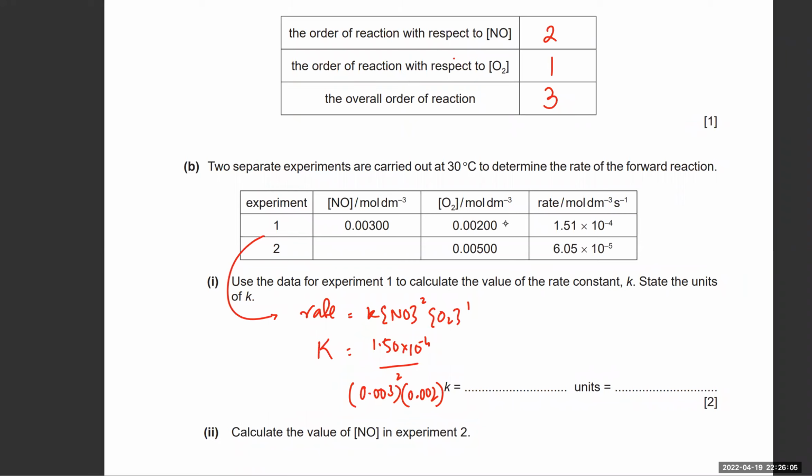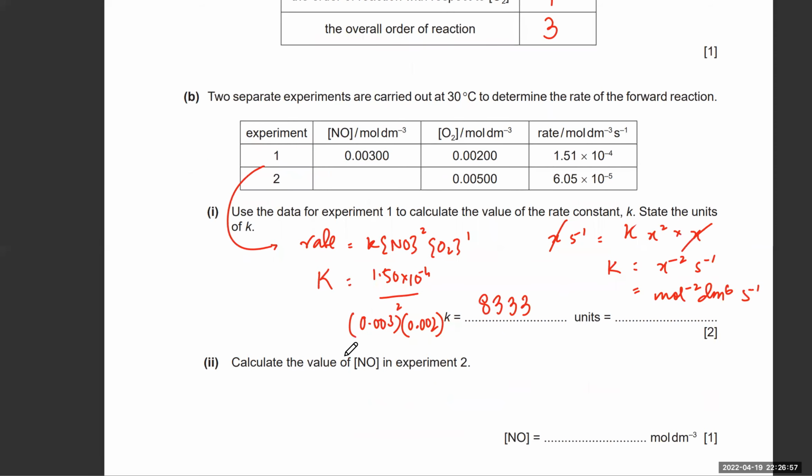Quickly, what do we get for K? 8333. Okay, so you're getting 8333, that's what I found. And the unit is going to be what? Use the units that are already given. It's mole per dm cube per second. So rate, x s minus 1, is equal to k times mole per dm cube squared into mole per dm cube. So k would come out to be x to the power minus 2 s minus 1, or you can say mole per dm cube minus 2. So mole minus 2 dm 6 and s minus 1, that's your unit.